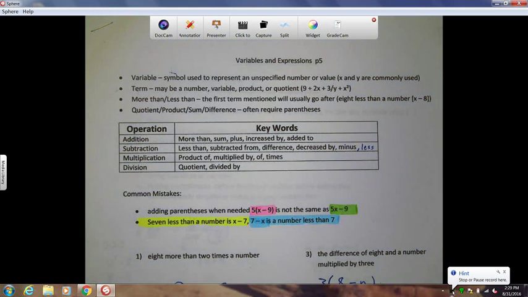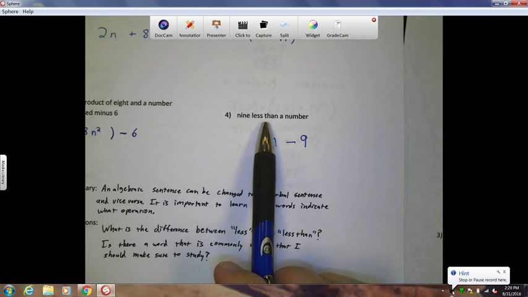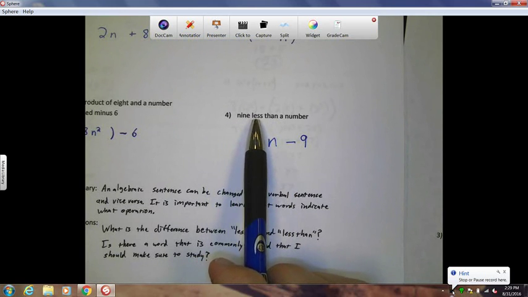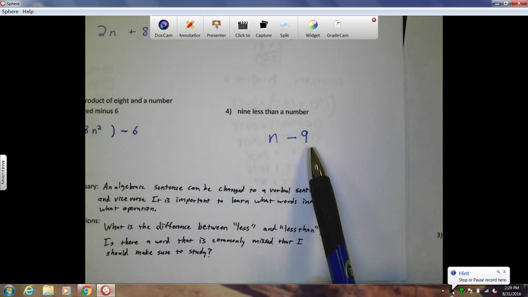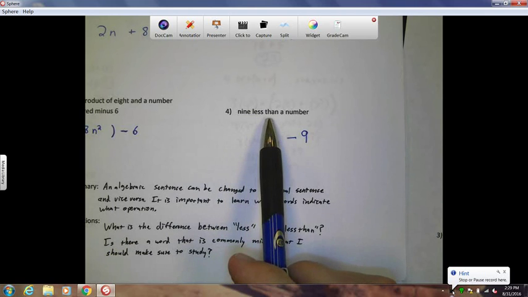This is something you want to remember for the quiz. When it's more than or less than, the first term mentioned will usually go after. Here's an example. See on number 4 it says 9 less than a number. 9, because it says less than, I put 9 over here, so I'm actually subtracting 9. That's with less than or more than.